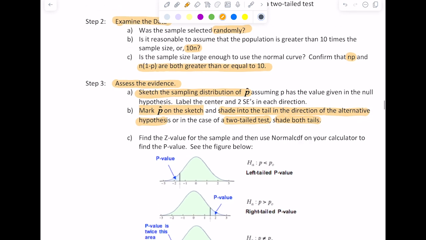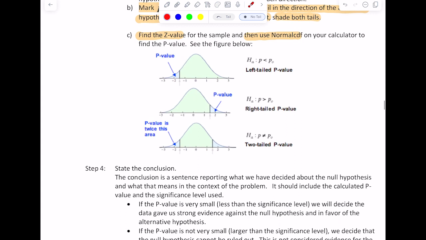And then you want to find the z-value for the sample, then use normal CDF on your calculator to find the p-value. Left-tailed would look like this. Here's p, and here is your p hat. We're shading to the left, so that's your p-value. And here we have right-tailed, so there's your p hat, and we're shading to the right. And then here we have p is not equal to for our alternative, so that's called a two-tailed test, and you shade on either side.